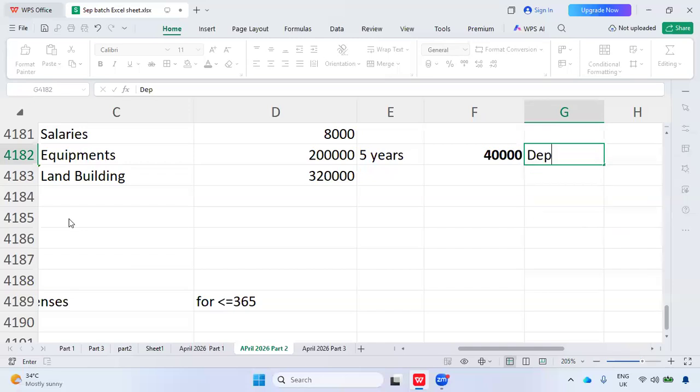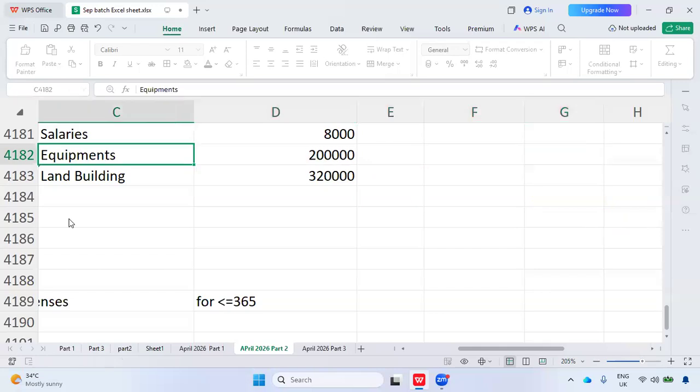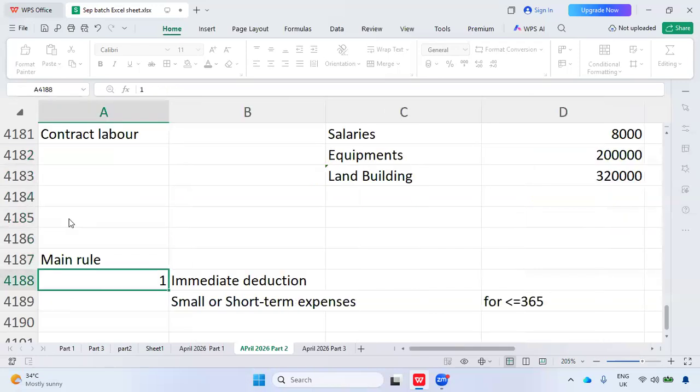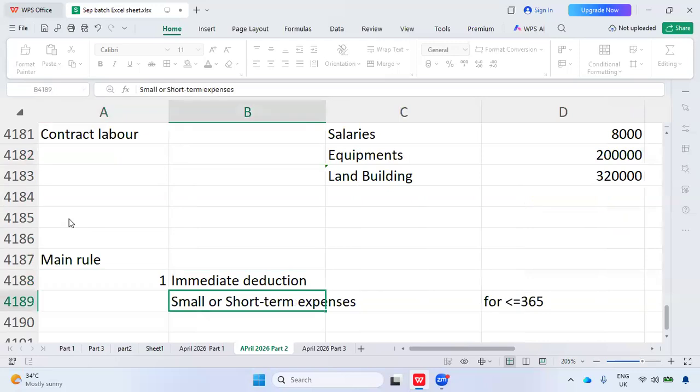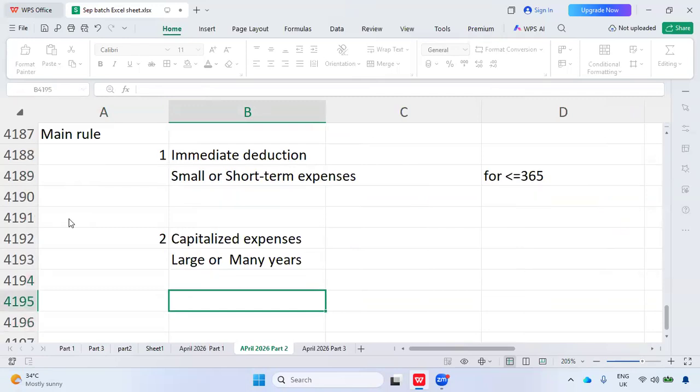This we call depreciation. So in this way we can capitalize. If you are capitalizing, generally we will claim it as depreciation, right? Getting it, guys? Yes.